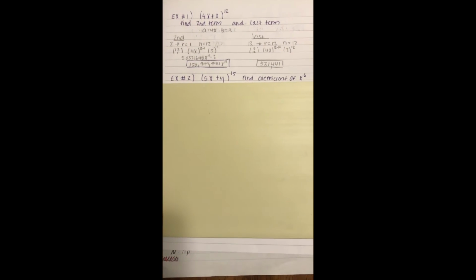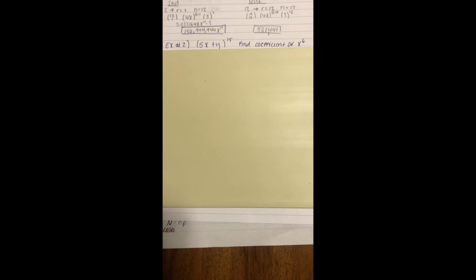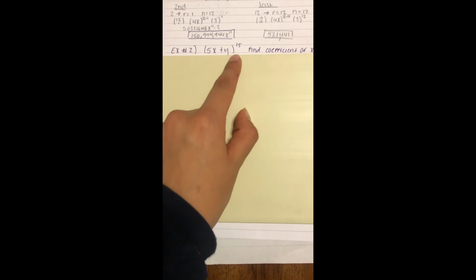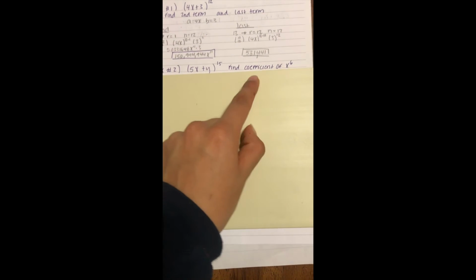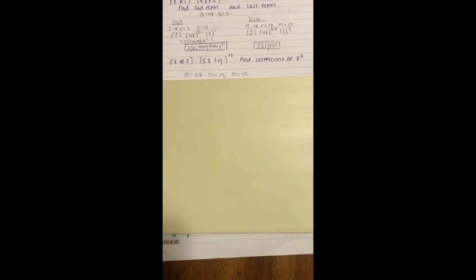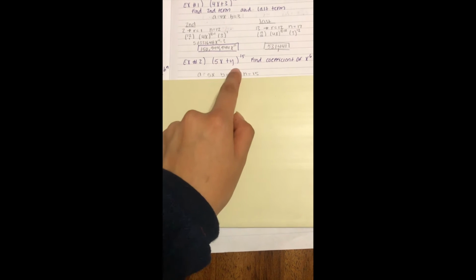And so now we're going to do our third example. The third example is going to be a little bit more complicated, but it will make sense in the end. So we have (5x + y) raised to the 15th power, and we're trying to find the coefficient of x raised to the 6th power. The first thing we're going to do is just identify what we know. We know that a is equal to 5x, b is equal to y, and our n is equal to 15. So we're just going to plug in what we know into the formula. Here we have the original formula, and then here we have what we know in the formula. Basically the only thing we're missing is the r.